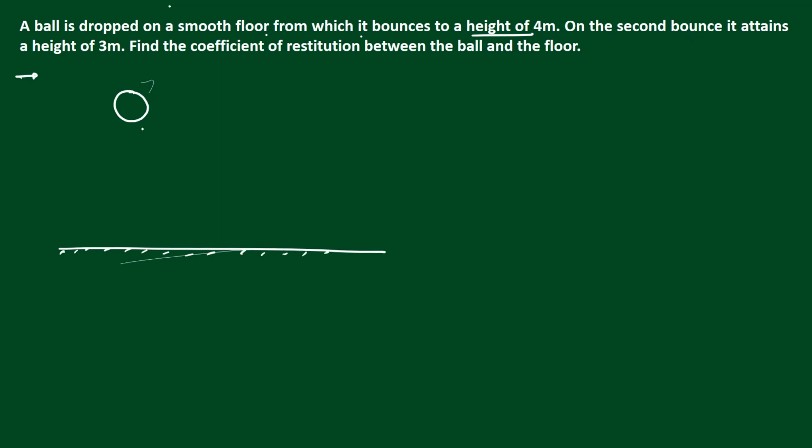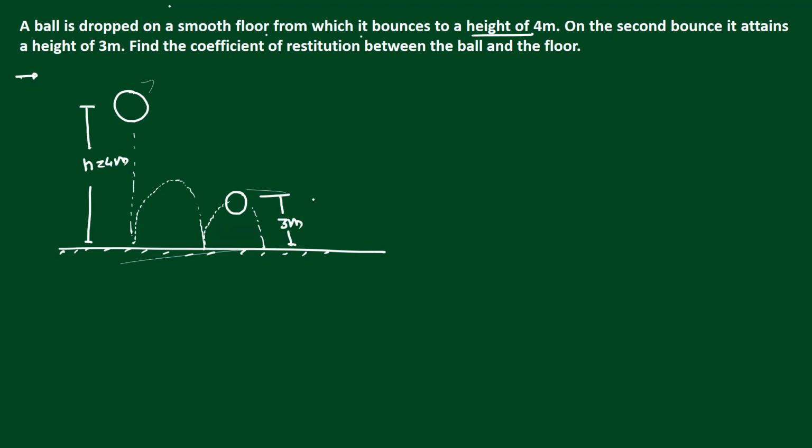So this is the ground. This height is given, that is the initial height, so h is equal to 4 meter. After the second bounce, it attains the height of 3 meters. This is the first bounce and this is the second bounce. So after the second bounce, the height attained is 3 meters.